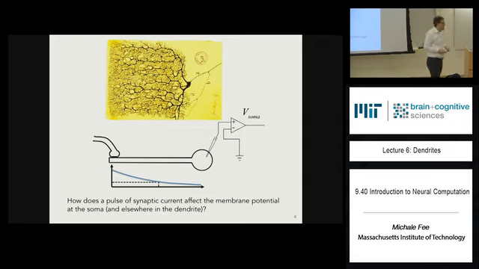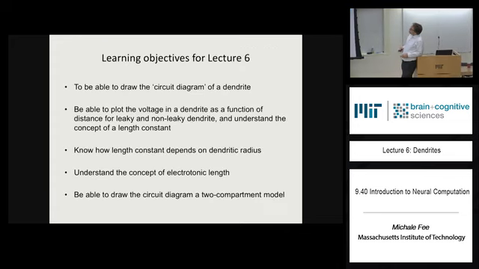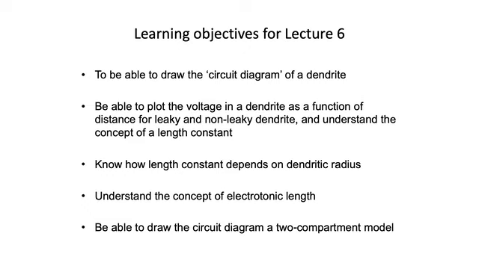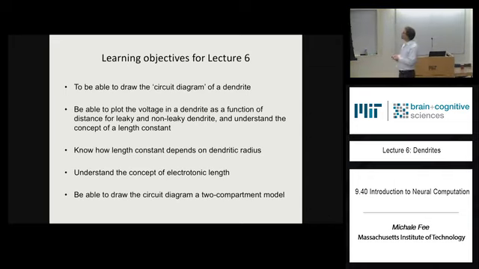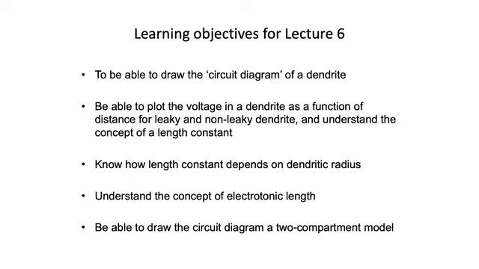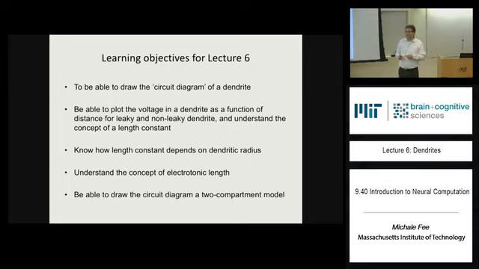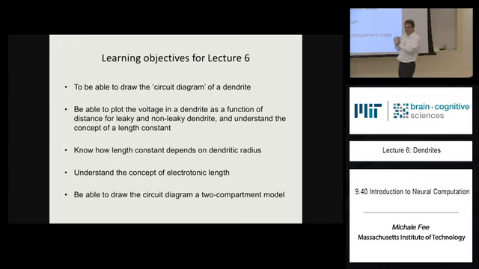Okay? All right, so today we're going to do the following things, and we're going to basically draw a circuit diagram, an electrical equivalent circuit of a piece of dendrite, and I would like you to be able to make that drawing if you're asked to. We're going to be able to plot the voltage in a piece of dendrite as a function of distance for the case of a dendrite that has leaky walls and for the case of a dendrite that has non-leaky walls.